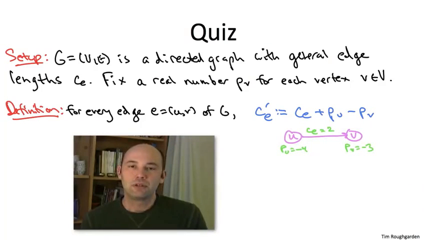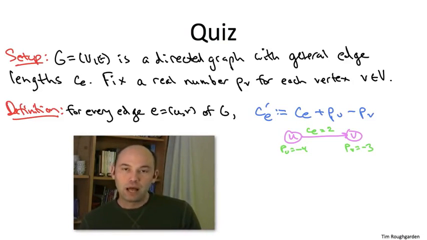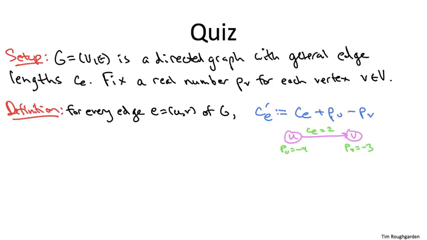So for example, consider an edge from u to v whose original length is 2, and let's say the weights associated with its tail and head are -4 and -3. Remember, these vertex weights can be arbitrary numbers, positive or negative. Well, then the shifted weight c prime is going to be, by definition, 2 plus -4 minus -3. This, of course, is just equal to 1.